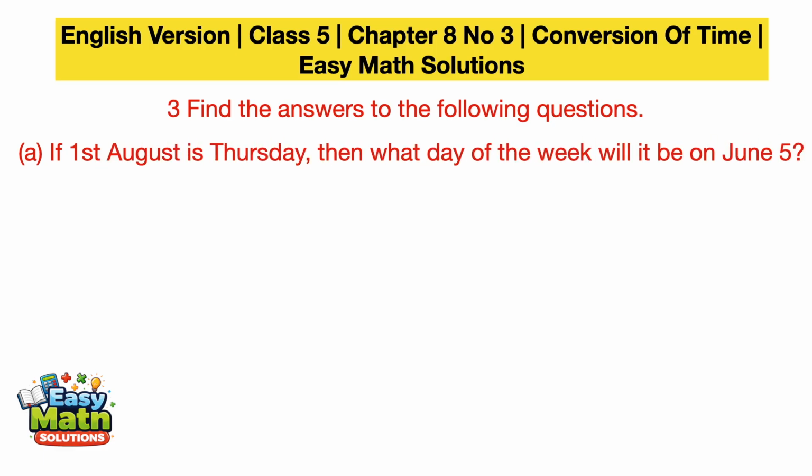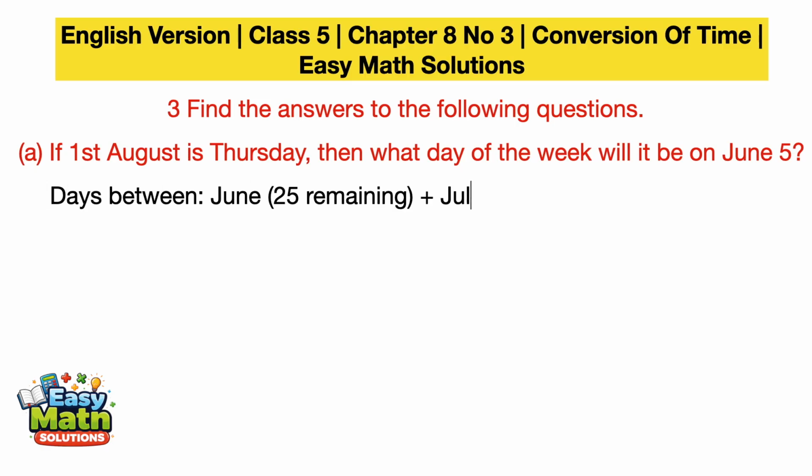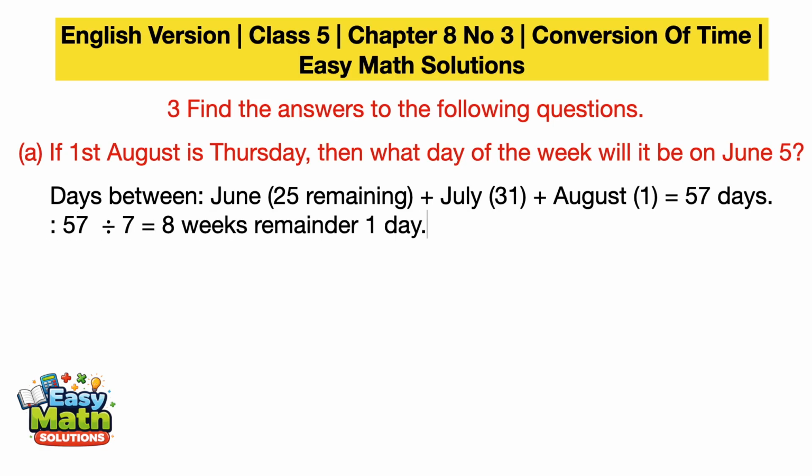If 1st August is Thursday, then what day of the week will be June 5? The days between June 25 remaining and July 31 and August 1, okay, then it means 57 days. And 57 divided by 7, because there are 7 days in a week, that means 8 weeks and 1 day remaining.